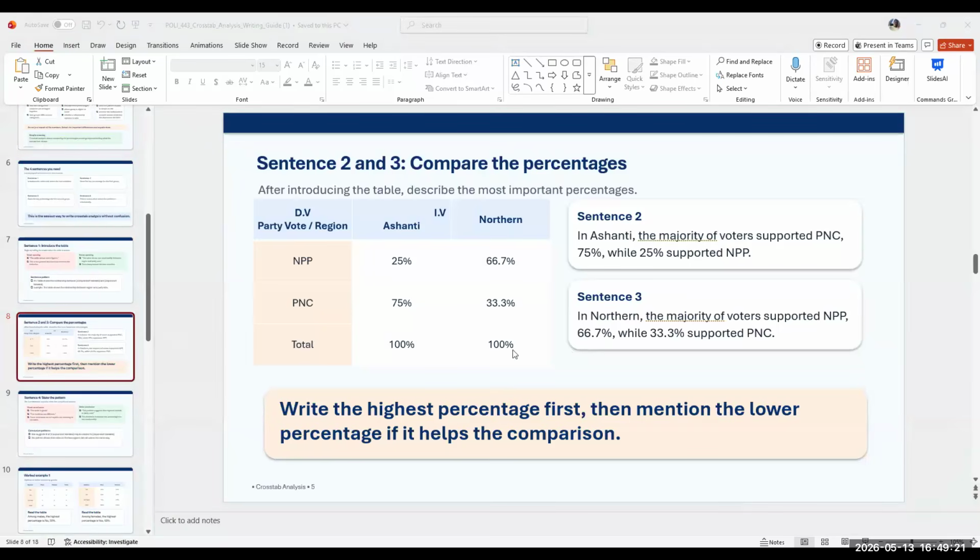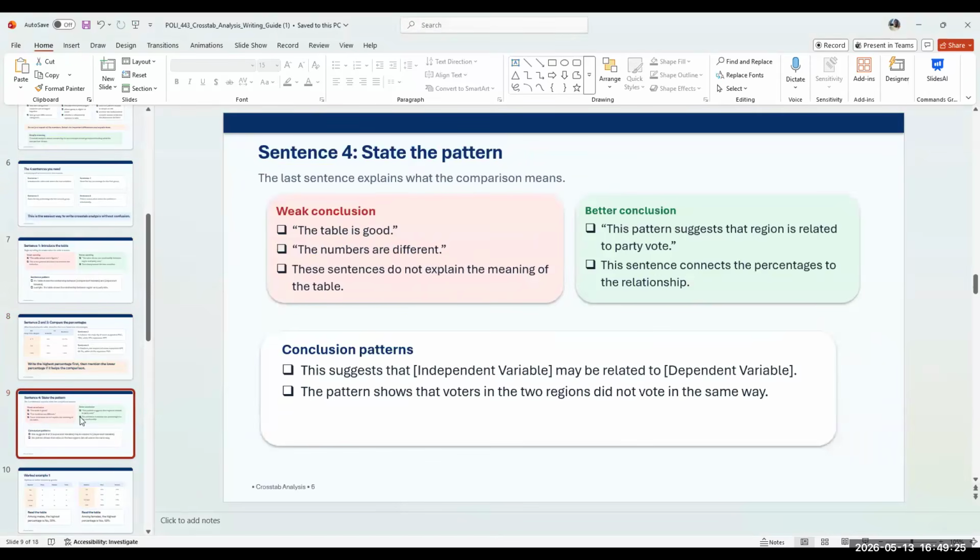Thank you. So what I'm trying to say over here is that this shows that there is a relationship between region and party vote. Instead of saying that the table is good, the numbers are different.